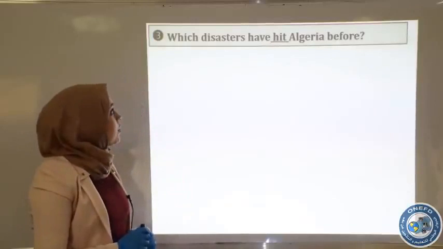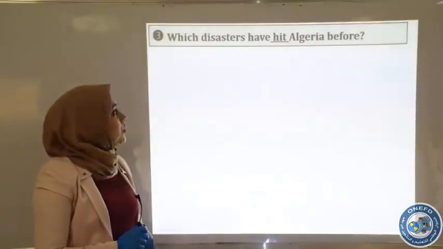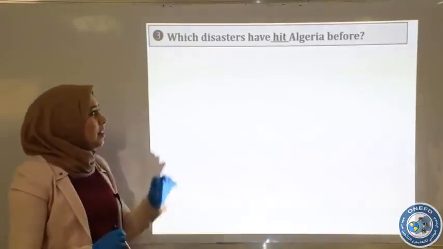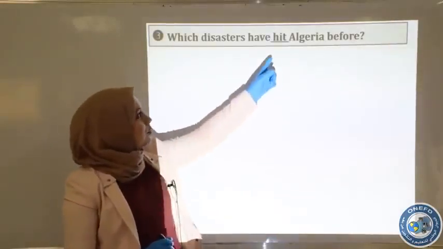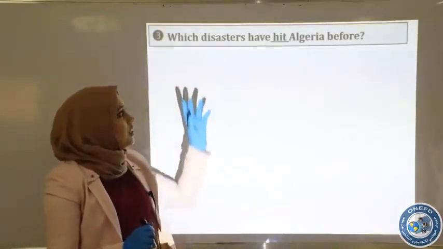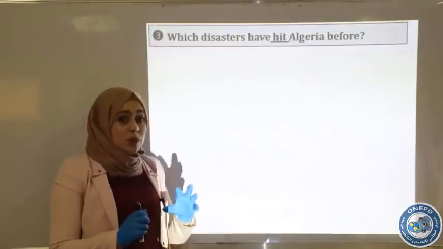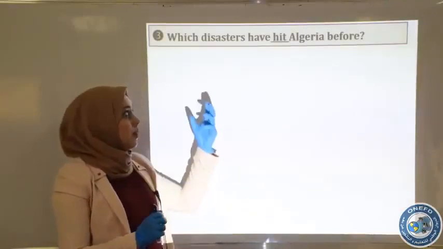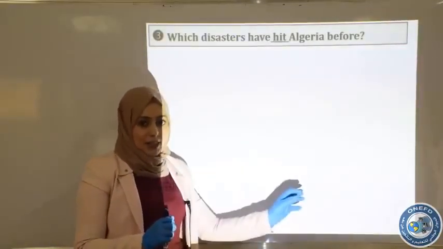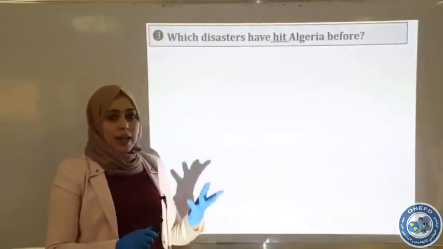So the question to task 3 goes like this: which disasters have hit Algeria before? Here, I want you to notice something. We have the verb to hit. So when we think about the noun disaster, the verb that goes with this noun is the verb hit. A disaster hits a certain place. Okay?